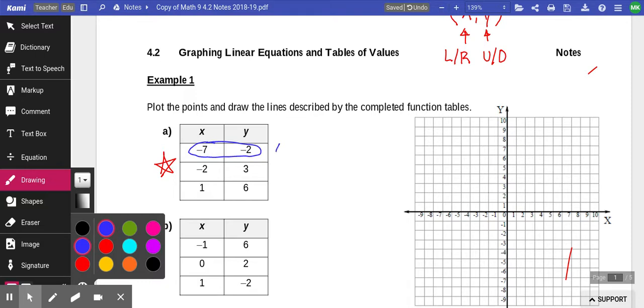So your first ordered pair would be -7, -2. That means your second ordered pair would be at -2 and 3. And your third one would be at 1, 6. Right, that's all a table is doing. It's showing you your ordered pairs, but in a different manner. We're going to plot all those.